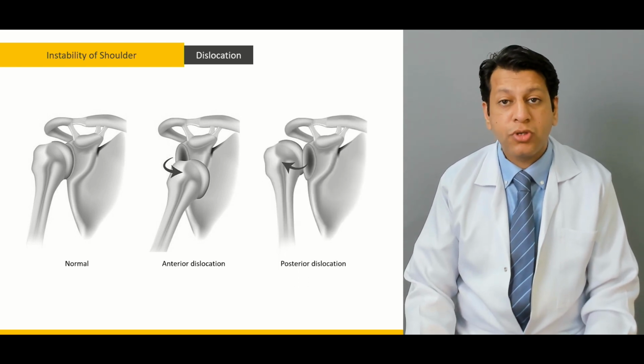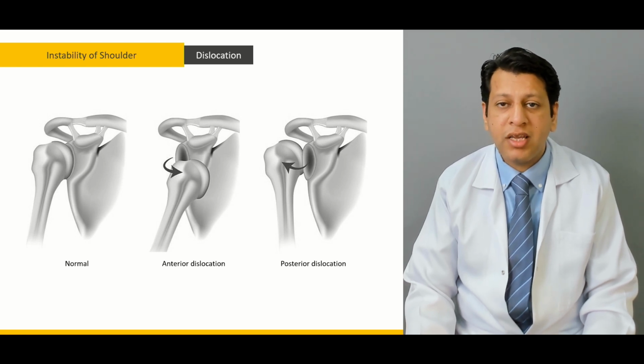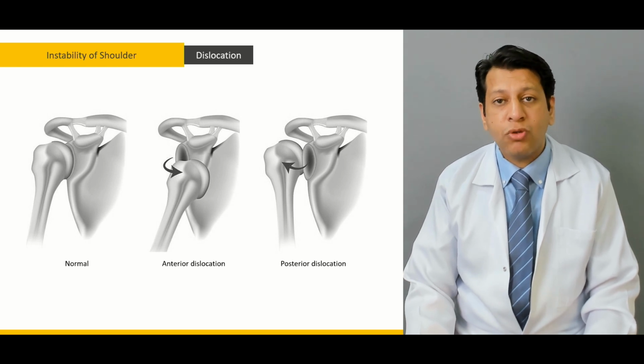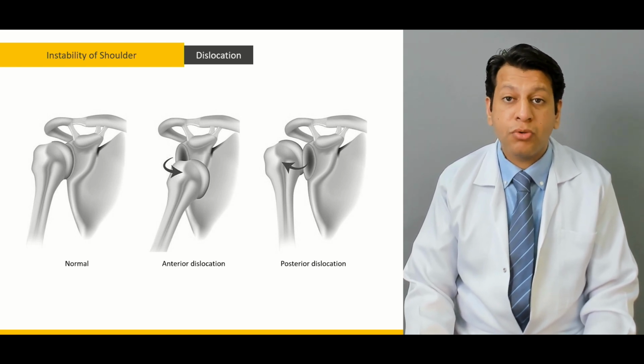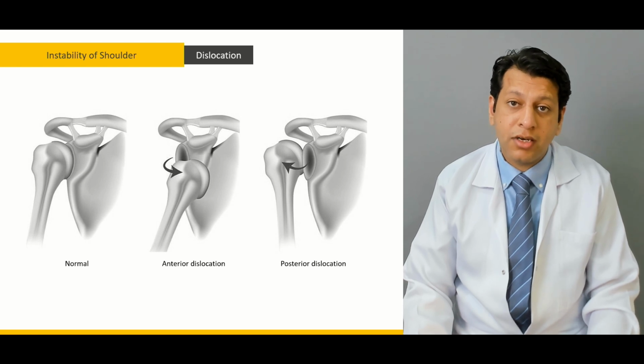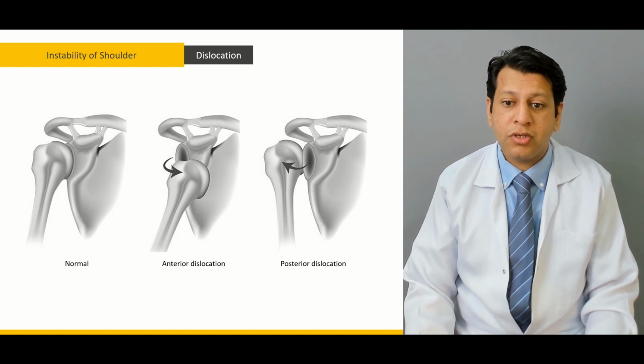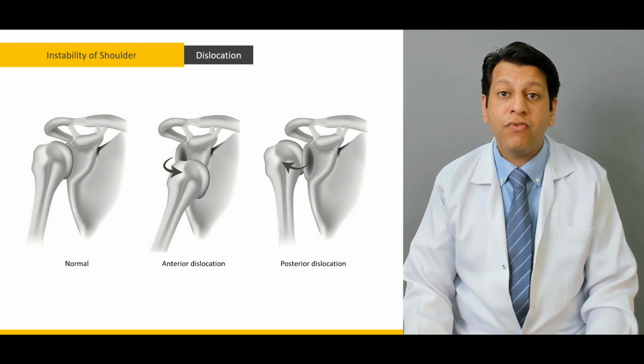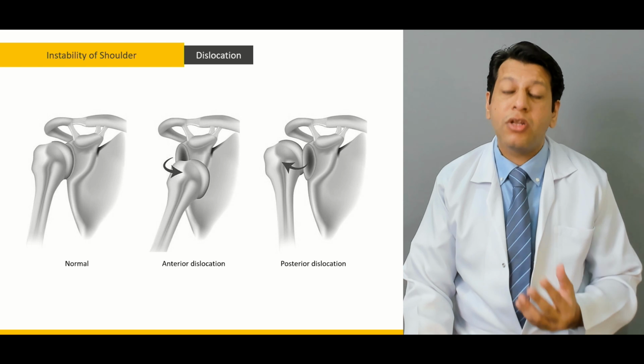Or it can go posteriorly, although posterior is far less common. It's usually seen only in certain conditions, for example in epileptics, or in patients who have undergone an electrocution injury. For example, a sudden jerk can produce this posterior dislocation. There is a rare form, less than 0.5%, called inferior subluxation and inferior dislocation.